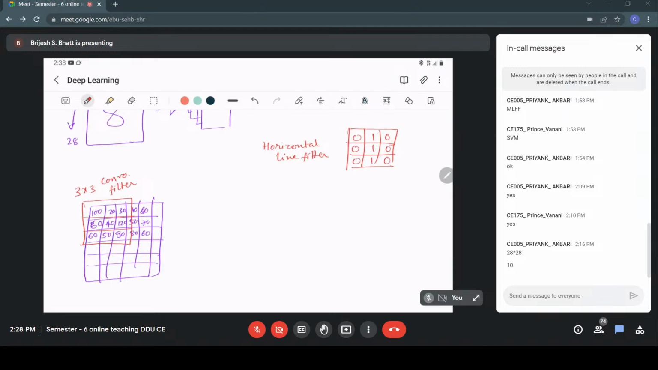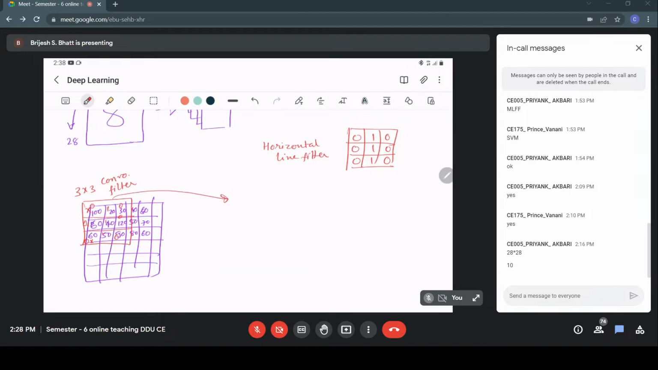This will be my filter. So I will multiply all these numbers by my filter value. The first column is multiplied by all 0, the second column is multiplied by all 1, the third column is multiplied by all 0. So what I'm looking at is: is there any horizontal line in the middle? That will be the output.